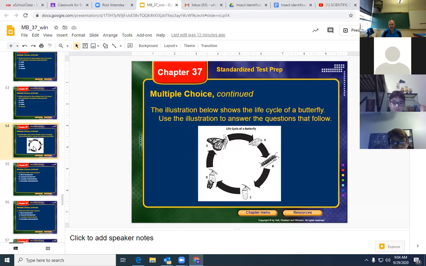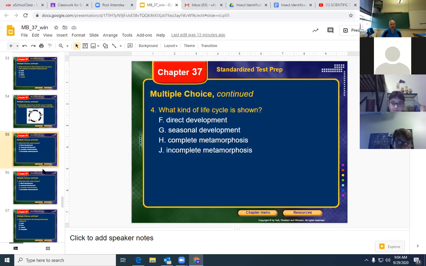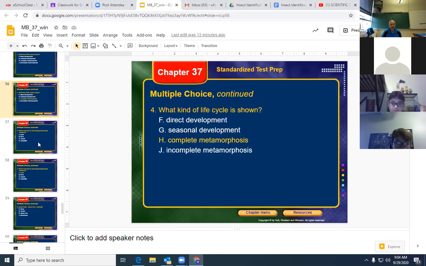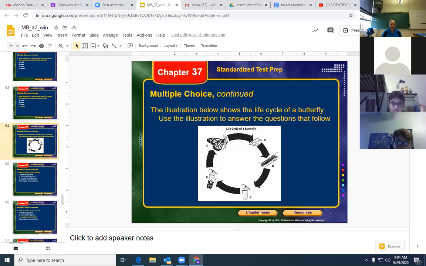All right, so if I have this on a test, the illustration below shows what life cycle? What kind of life cycle is shown? You better know that, that is complete. What is the term for development stage C? So we come back up to C. What's C?